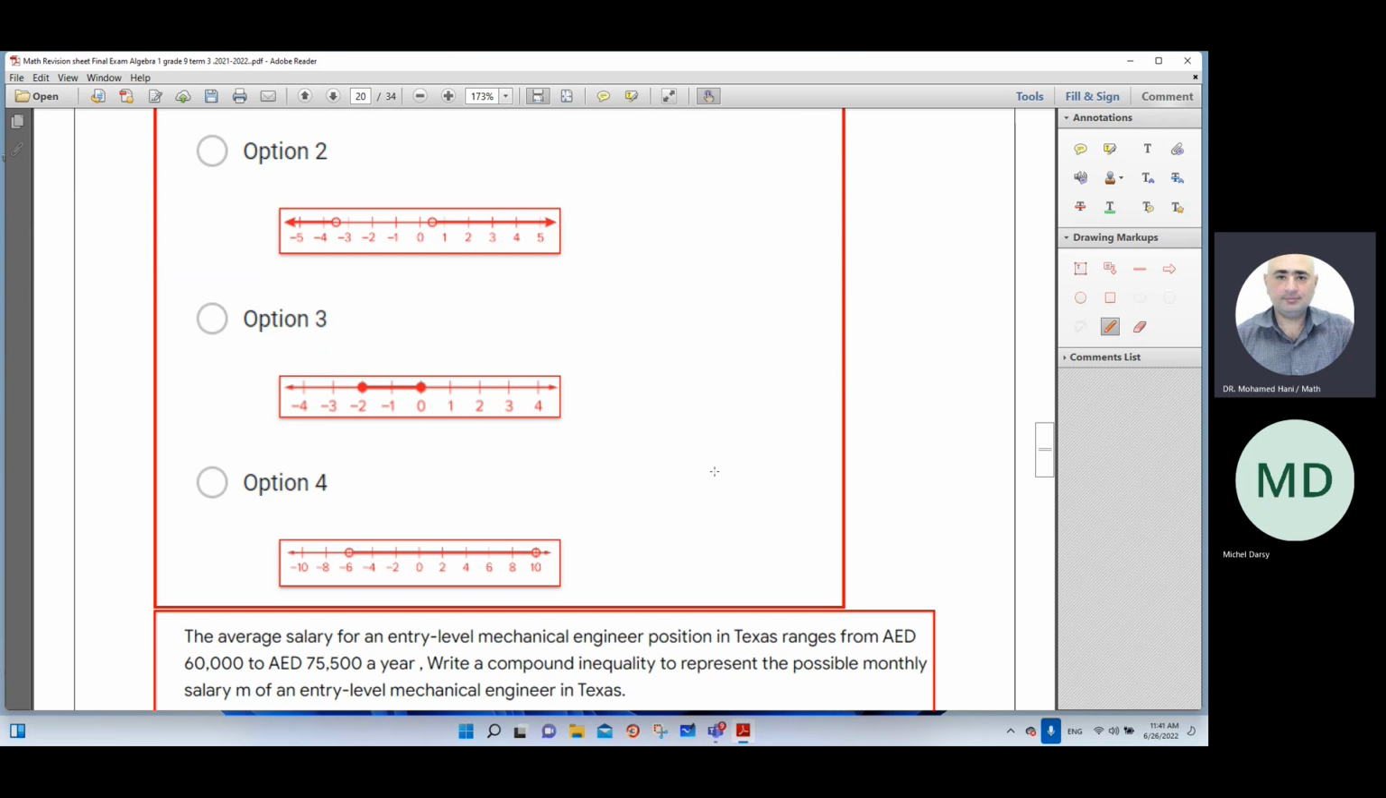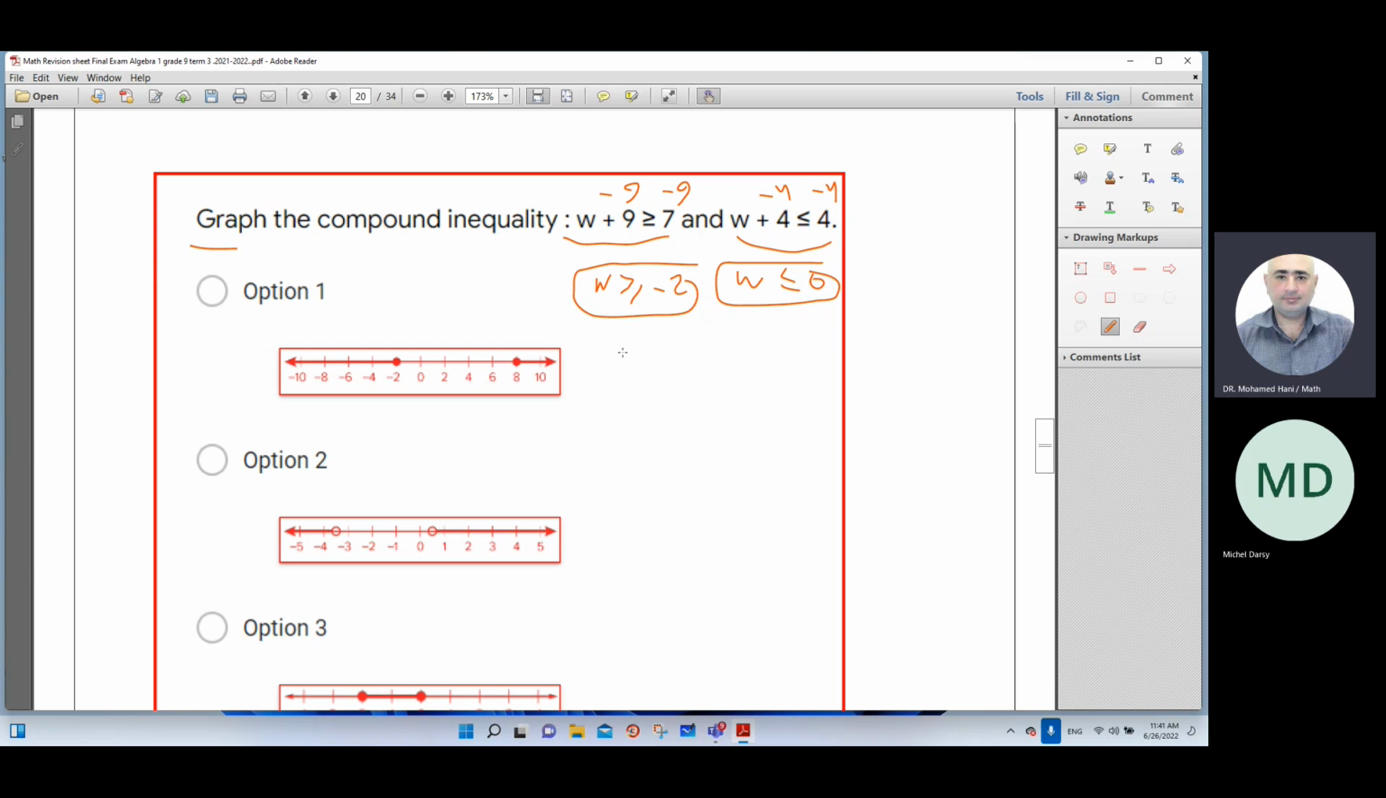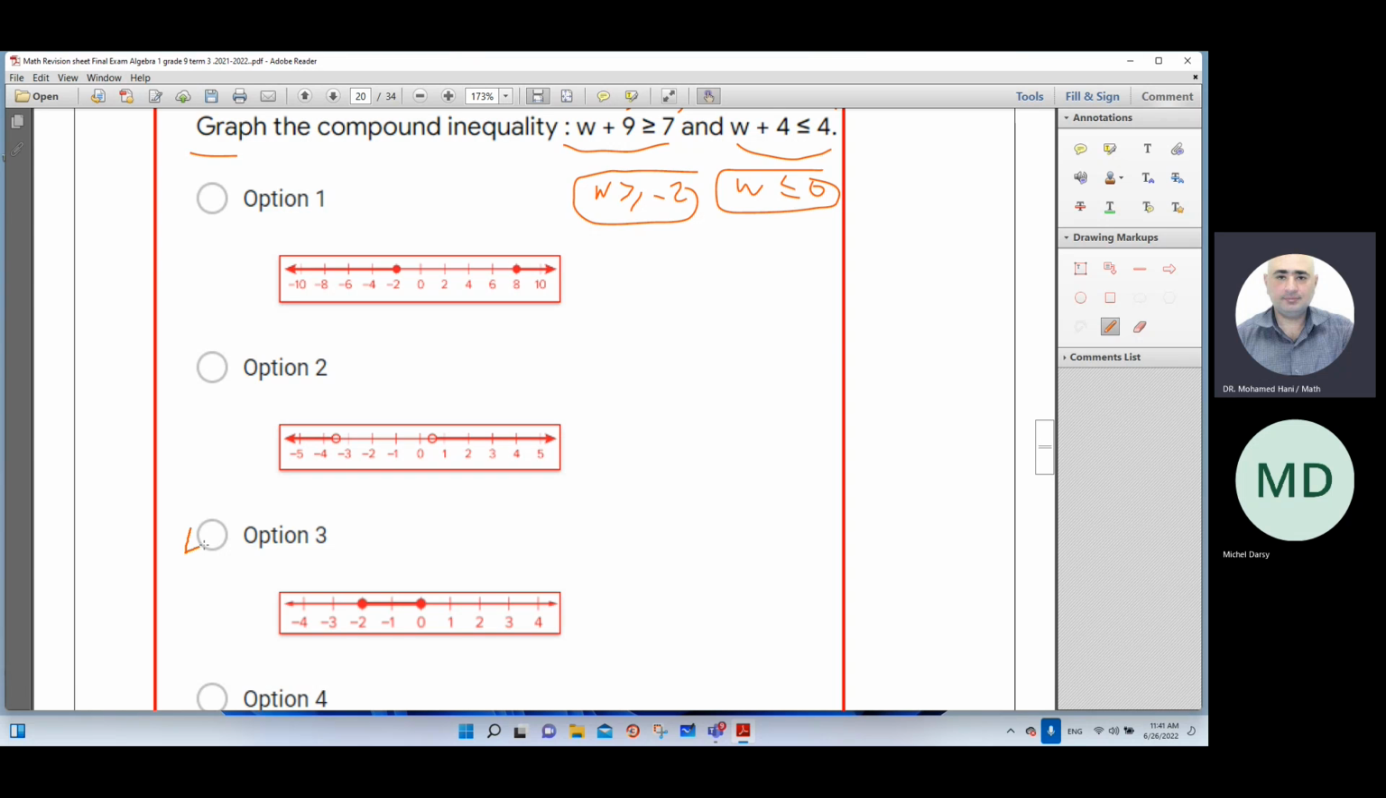So we have two values here, minus 2 and 0. This is minus 2 and this is 0. And we have equals in the two signs here, so we can use a closed circle. And the direction here, w greater than means the direction to the positive side. And here w less than means the direction to the negative side. So the area of the solution is between 0 and negative 2.